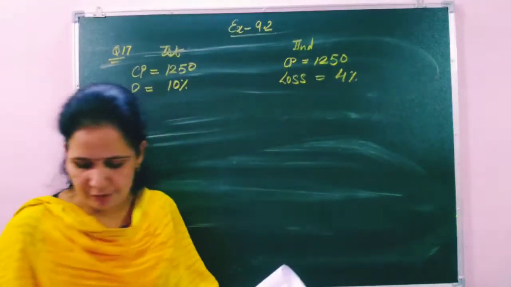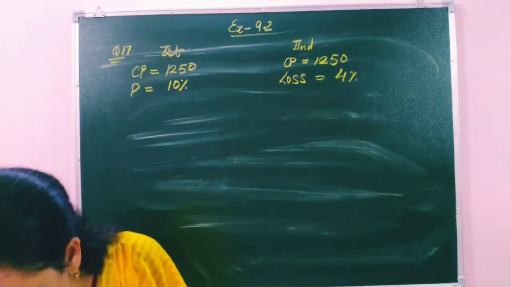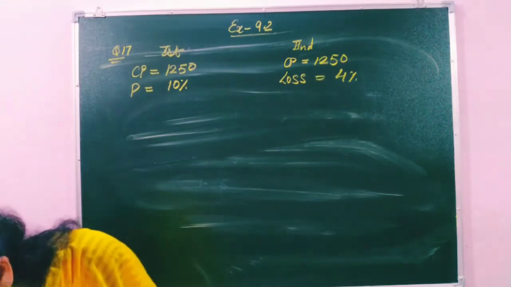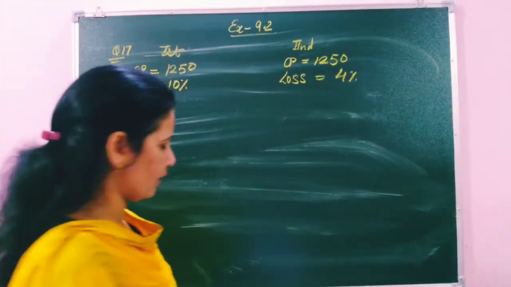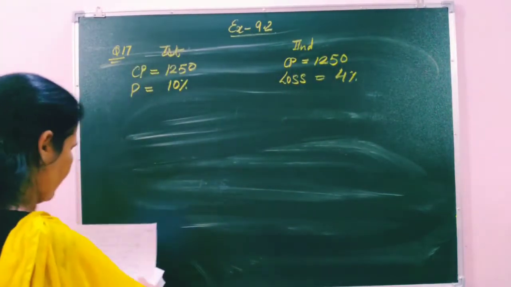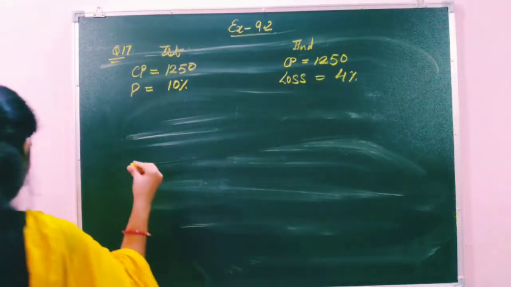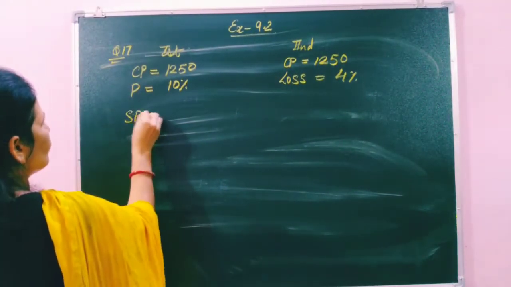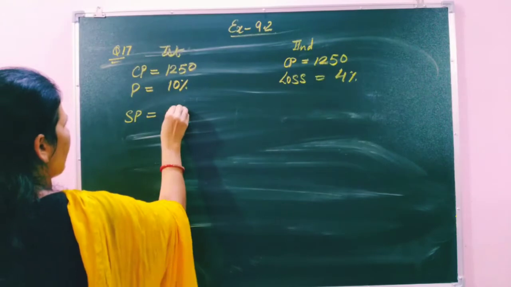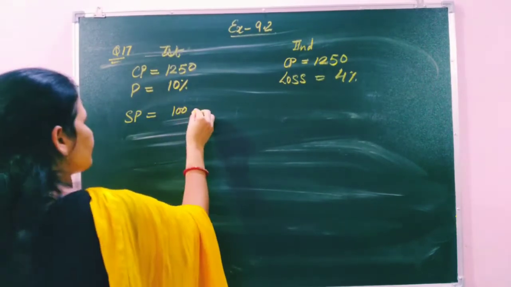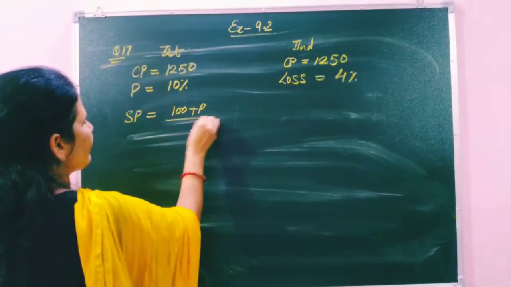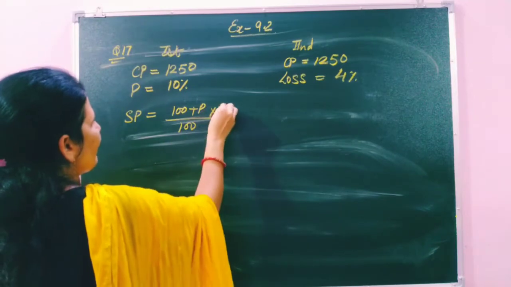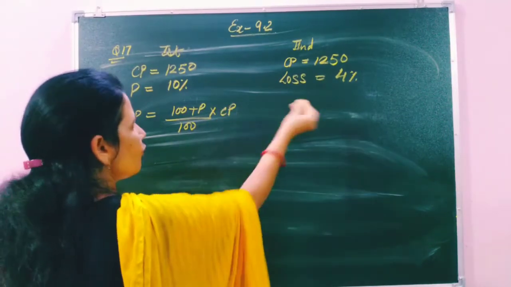So students, we have CP also. They have given us CP and profit or loss. So what do we have to find from here? We have to find SP. How to find the SP? Let's see the formula. SP equals 100 plus profit, divided by 100, then multiply by CP. Same formula we apply here.